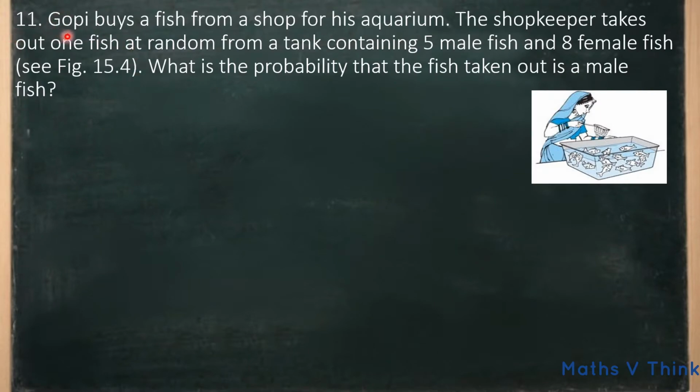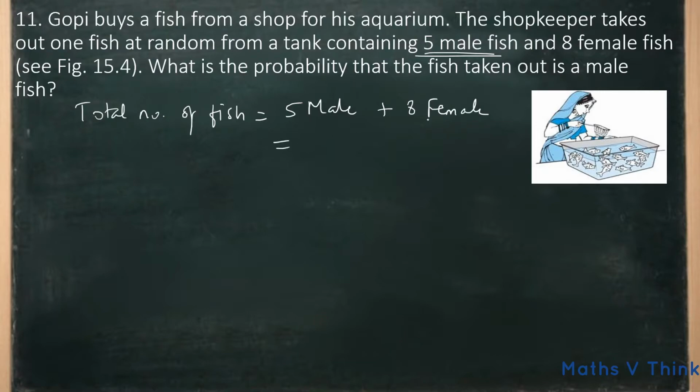The 11th question says, Gopi buys a fish from a shop for his aquarium. The shopkeeper takes out one fish at random from a tank containing 5 male fish and 8 female fish. What is the probability that the fish taken out is a male fish? First, we'll write the total number of fish. So total number of fish is equal to 5 male fish plus 8 female fish, which is equal to 8 plus 5 is 13. 13 fishes.